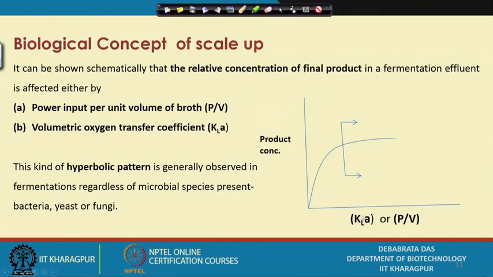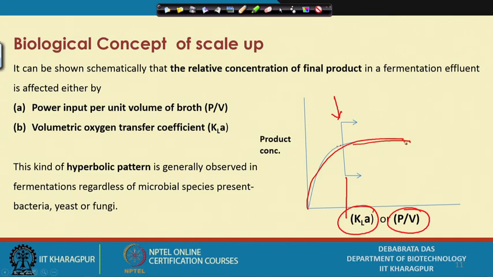Now, another very important factor is the biological concept of the scaling up of the process. What is the biological concept? As your input power per unit volume increases, it increases the KLA value. What is the KLA value? KLA is the volumetric mass transfer coefficient. Here you see the KLA value against the P by V ratio. As it increases, your product concentration increases, then it attains a plateau. So what I conclude is that beyond this power, your product concentration remains constant.